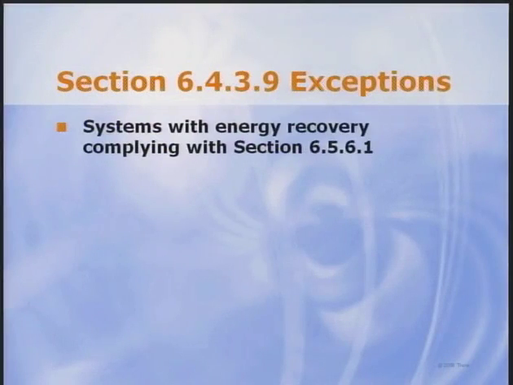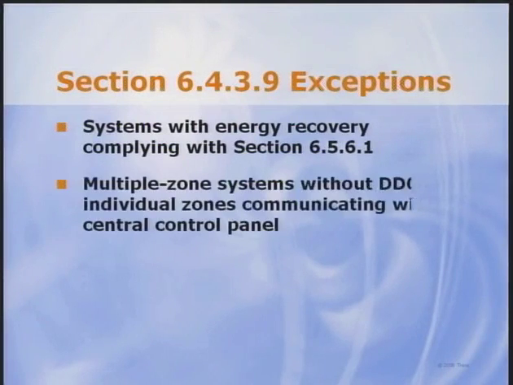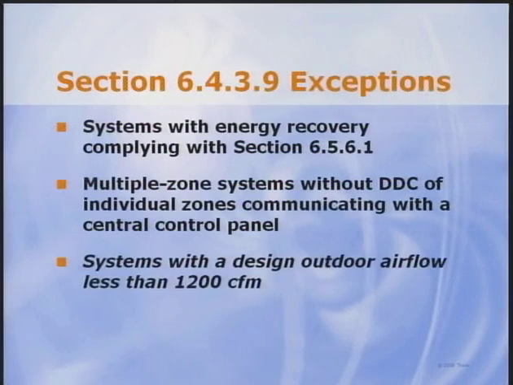Ventilation controls would not be required in these areas. If the system has an exhaust energy recovery system as described in a prescriptive section of the standard, or if there is not communication between direct digital controls at the zones and the central control system, or if the system outdoor airflow is less than 1,200 CFM. Note that this is system, not zone airflow. Now that we know what the standard says, let's try to figure out when it might apply.